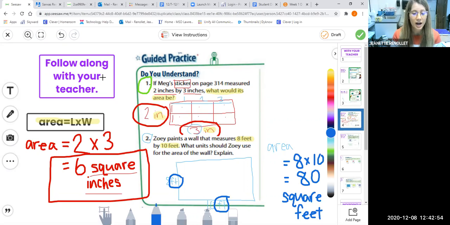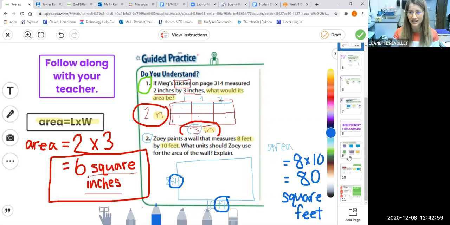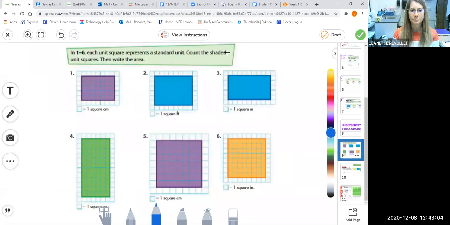We do not have enough time to continue with our breakout rooms today, so let's talk about your task. I need everyone to click on slide 9. Slide 9 looks like this. You need to solve and find the area for each one. You need to write the area correctly. That means you should have your unit and the word square with each example.